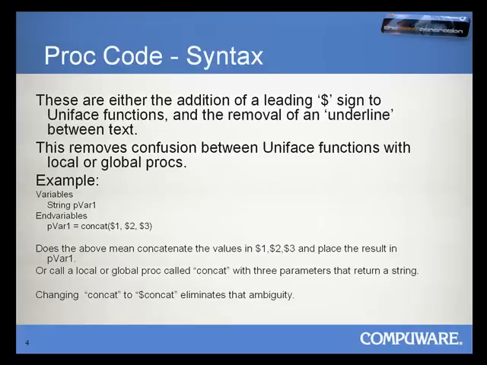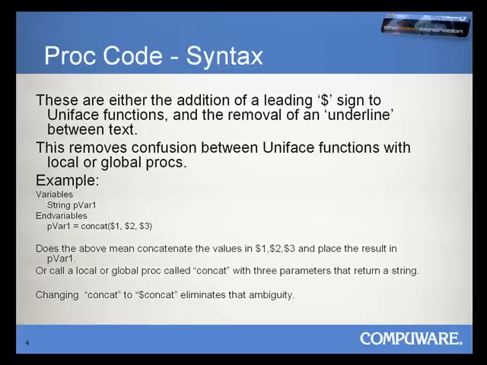a string variable pvar1, and we're saying pvar1 is equal to concat and then $1, $2, $3. Now, as it currently sits, you could be confused by looking at that. Is this actually calling the concatenation function in Uniface to add together the strings $1, $2, $3 and place a result into pvar1? Or does it actually mean call a global or local proc called concat, which is perfectly legal, and perform some values and return a string again into pvar1?